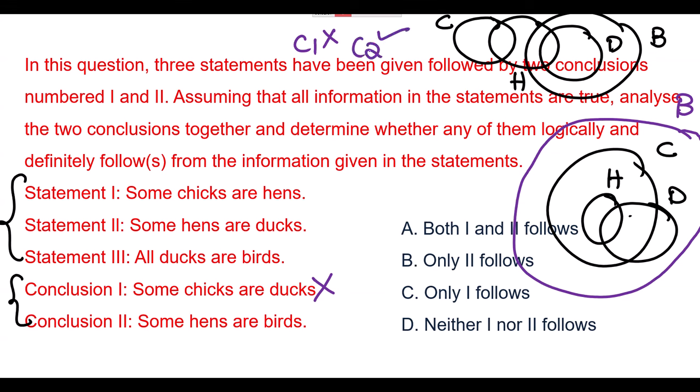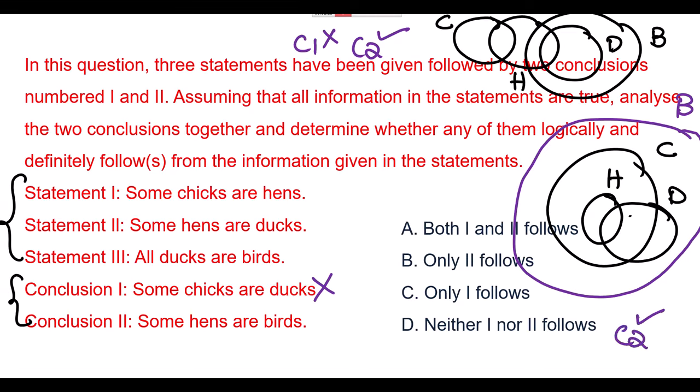Second one correct. Now what about the second diagram? What is the relation between hens and birds in the second diagram? All hens are birds as per the second diagram. Whenever all is there, some can be taken.